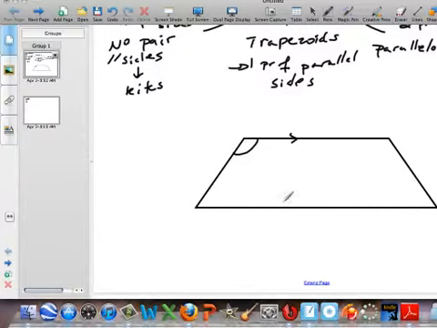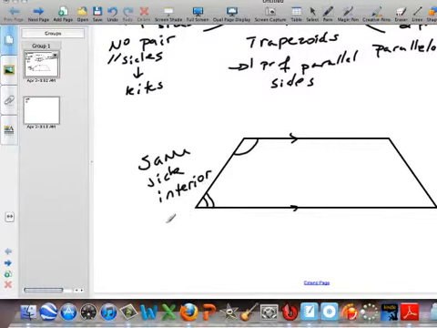If these two lines are parallel, what can you tell me about these two angles? What you should notice is that this is a very special type of angle pair. Remember, when we talk about parallel lines and transversals, these two angles are called same side interior. And what you need to remember is that they equal 180 degrees. That's actually kind of cool. That's one of the things I want you to notice.